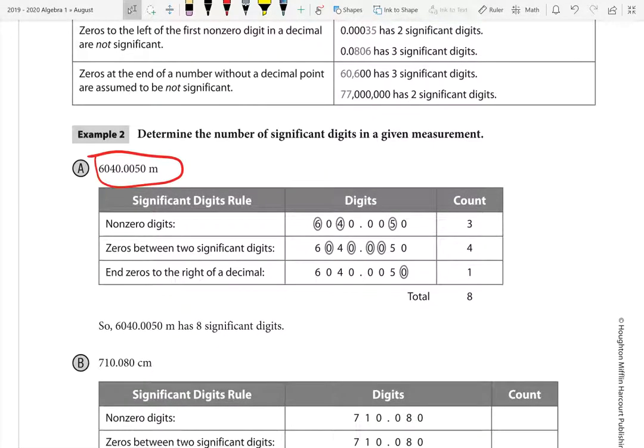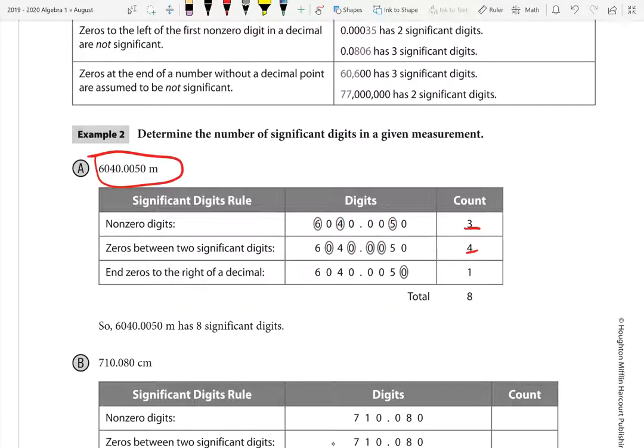So non-zero numbers, there's the 6, the 4, and the 5. So there's 3 non-zero numbers. So that counts in our little total here. Then we're looking at zeros between two significant numbers. So we see the zeros between that one, we're counting it, and we'll see the zeros between the 4 and the 5, and we're counting it. So there are 4 of those zeros that lie between other numbers.